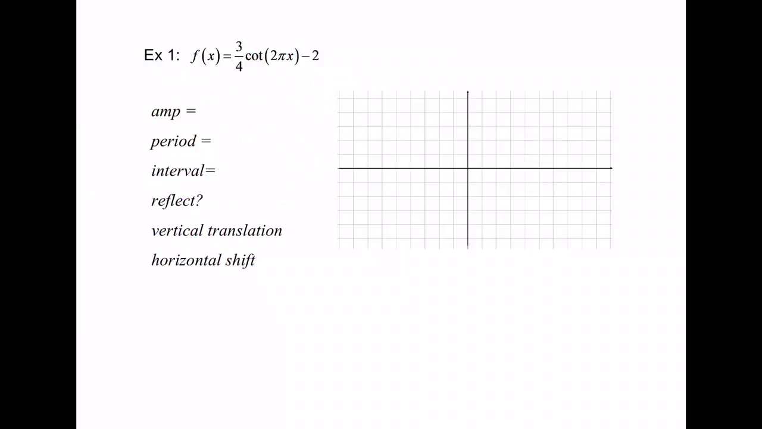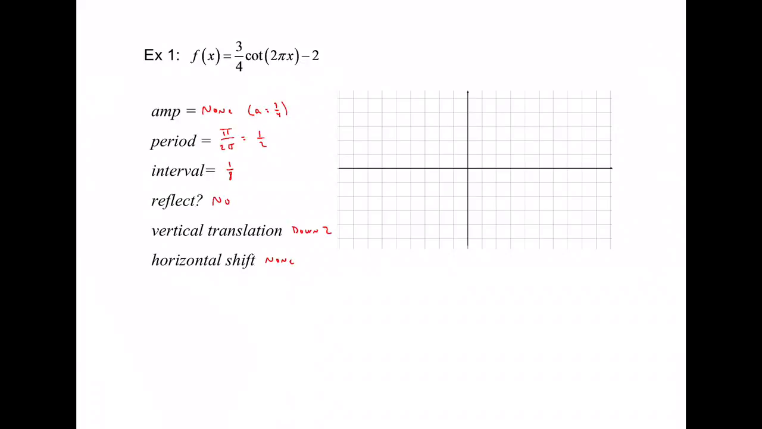That really covers all the new part of cotangent. Now I'm just going to do a couple examples of cotangent. Once again, the amplitude is none, but I'm still going to write the a value here as 3/4. The period is pi divided by b, which is 2 pi, so that's 1/2. And then if you take 1/4 of 1/2, that's 1/8. There is no reflection. We do have it shifting down 2 units, and there is no horizontal shift here as well.